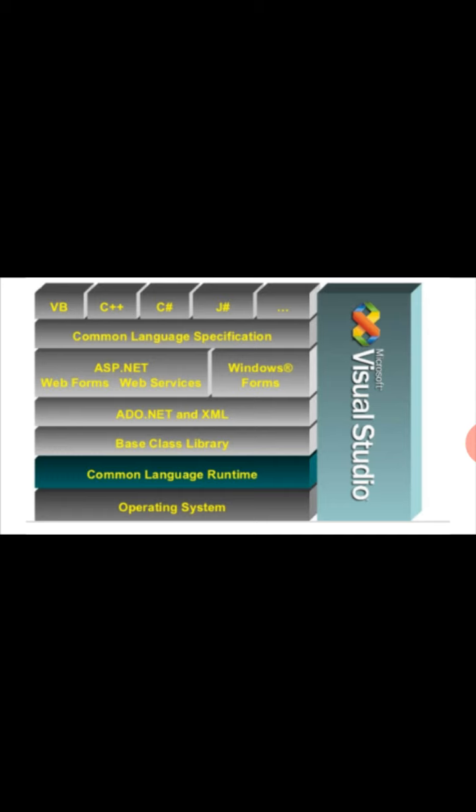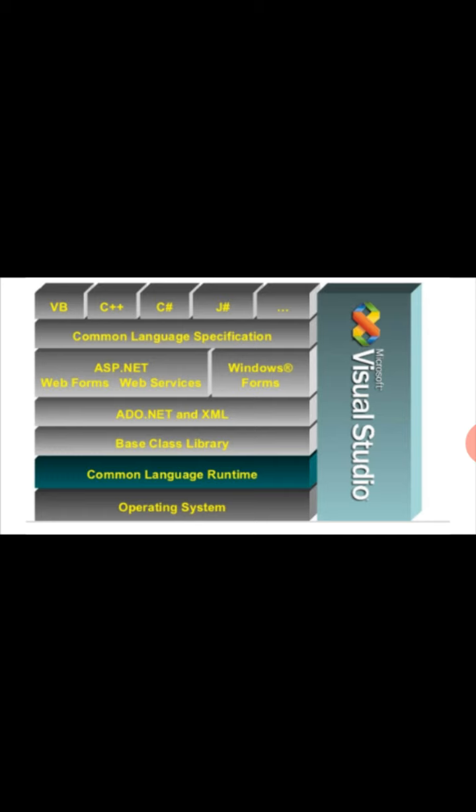.NET framework consists of VB, C++, C Sharp, J Sharp, etc. Then next, common language specification. Then the next layer consists of ASP.NET and Windows Forms. ASP.NET can contain web forms, web services. The next layer is ADO.NET and XML. The next layer is base class library. The next, common language runtime. The next, operating system, and last, Visual Studio.